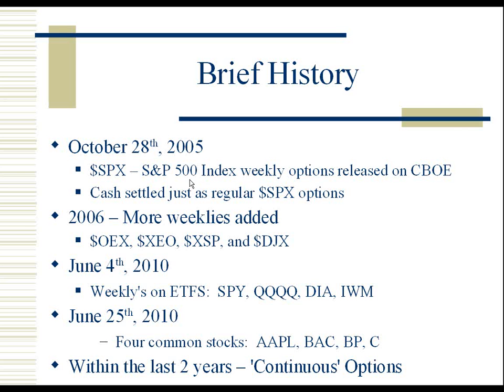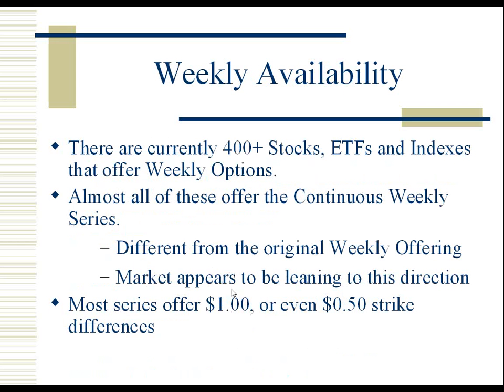And then on June 25th, the first 4 stocks that offered weekly options were Apple, Bank of America, British Petroleum, and Citigroup. And about 3 or 4 weeks later, 4 more stocks came out. I think Ford was one of them, as well as Visa. And then they kept expanding. And within the last 2 years, you had several securities that offered the standard weekly options that were known at the time, and then these continuous weekly options series started to appear as well.